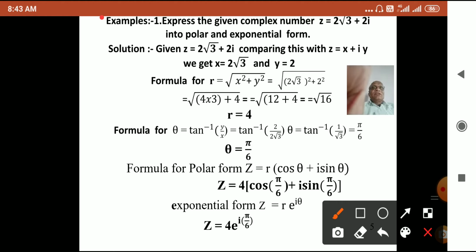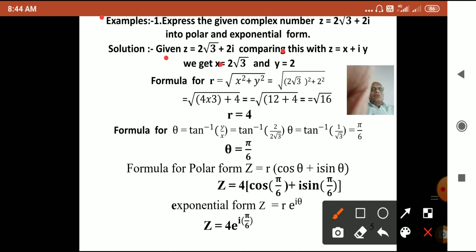So the first example is: express the given complex number z equal to 2 root 3 plus twice i into polar and exponential form. Now the simple theory to solve such an example is, given is z equal to 2 root 3 plus 2i, comparing this with our standard representation of a complex number in rectangular form, that is z equal to x plus iy. So first compare the given complex number, we get the value of x and the value of y. So here we get the value of x as 2 root 3 and the value of y as 2.